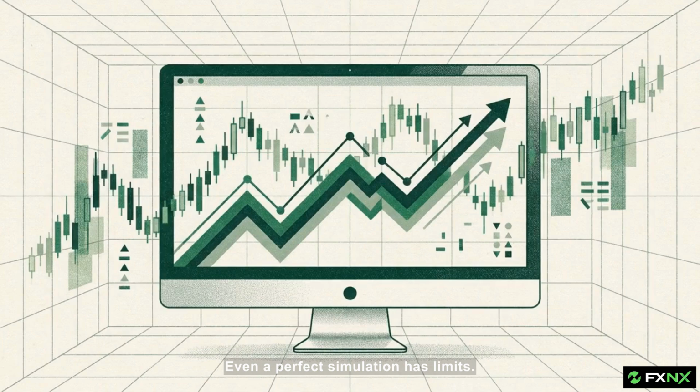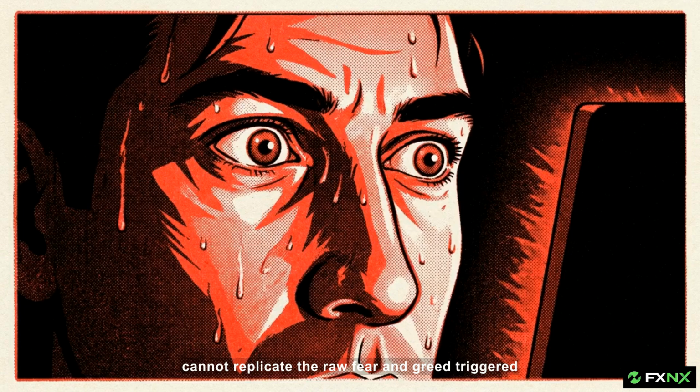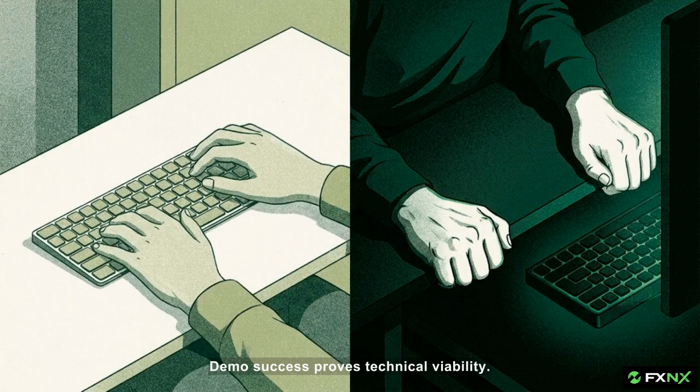Even a perfect simulation has limits. It can validate your technical strategy, but it cannot replicate the raw fear and greed triggered by real money. Demo success proves technical viability. Live trading is the ultimate test of psychological soundness.